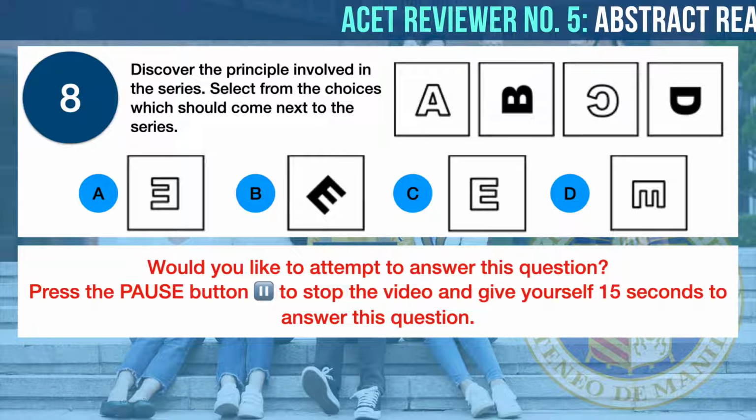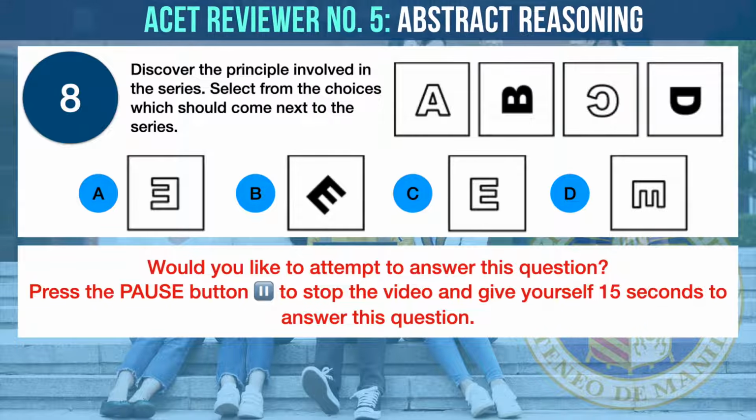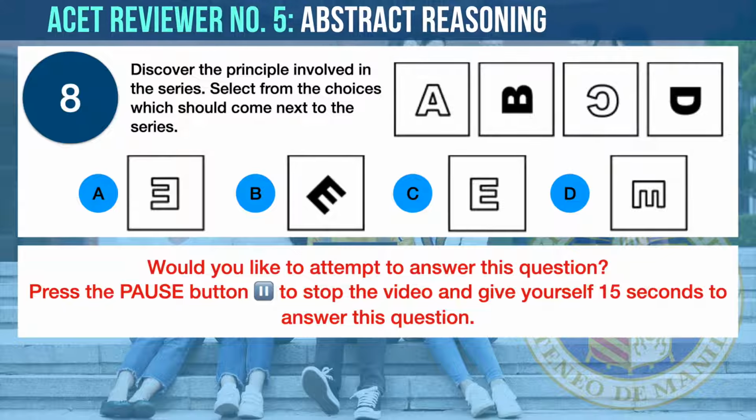Abstract reasoning question number 8. Discover the principle involved in the series. Select from the choices which should come next to the series.